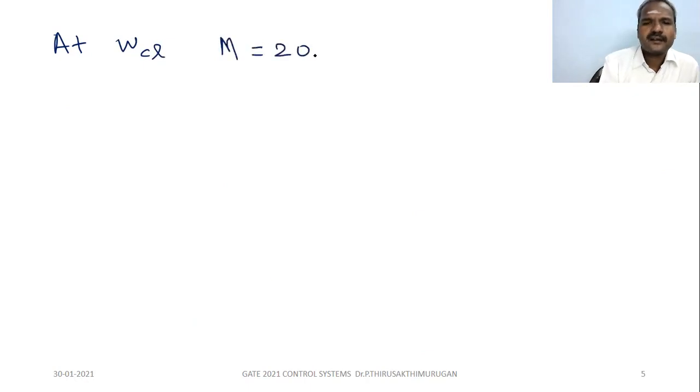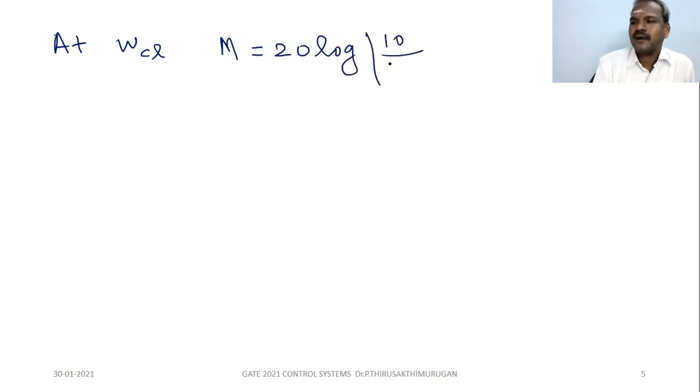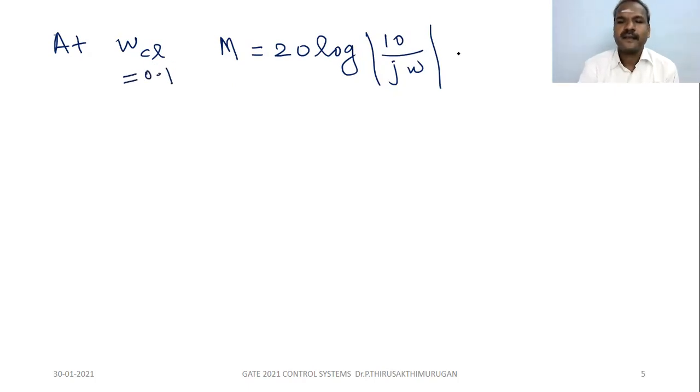So at the first corner frequency, omega CL, what is the magnitude? 20 log 10 by j omega. If you substitute omega equal to 0.1, omega CL is 0.1, so 10 by 0.1 becomes 100. So this becomes 40 dB, 100 is 10 square, so 2 into 20 is 40. It becomes 40 dB.